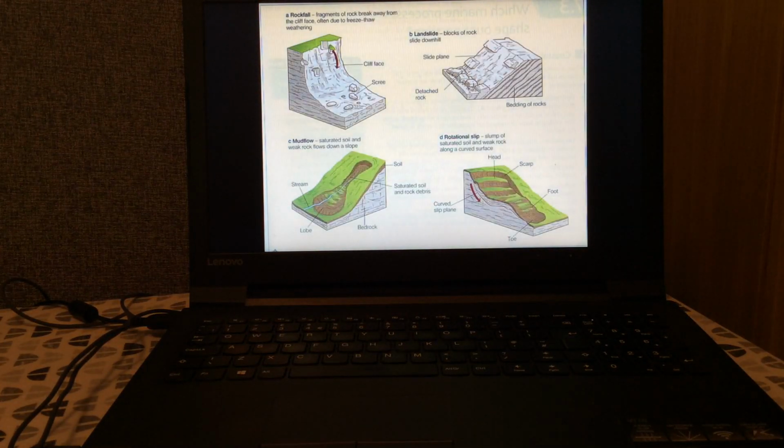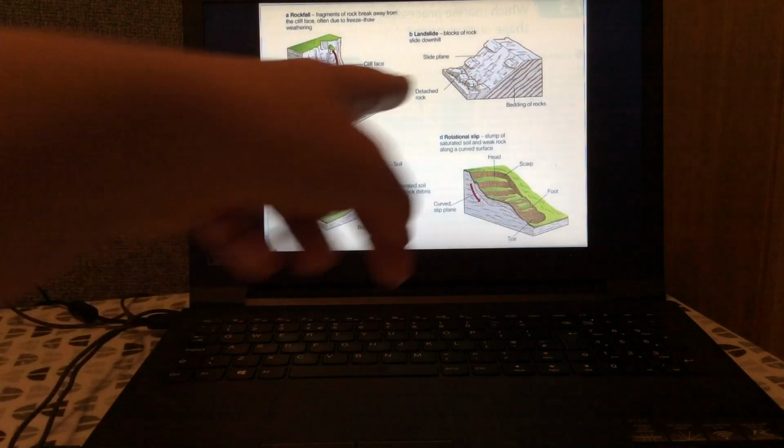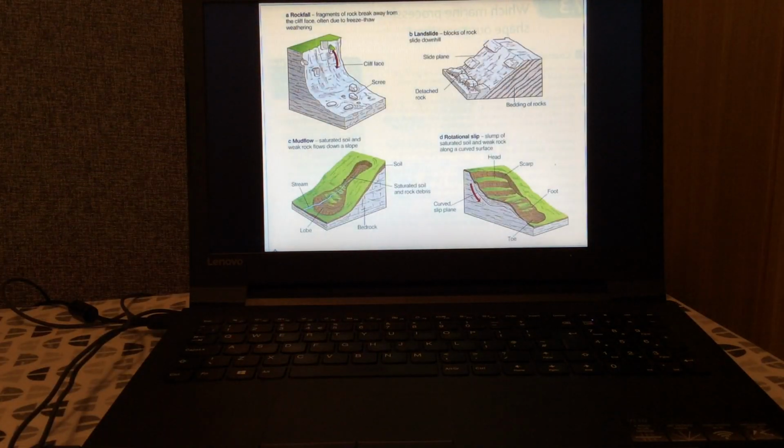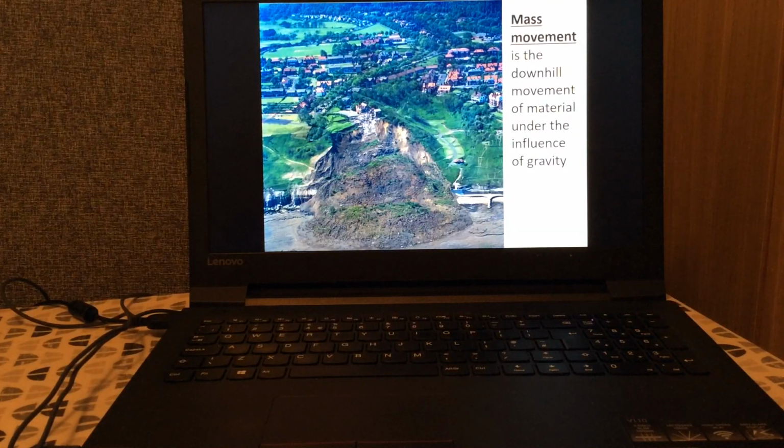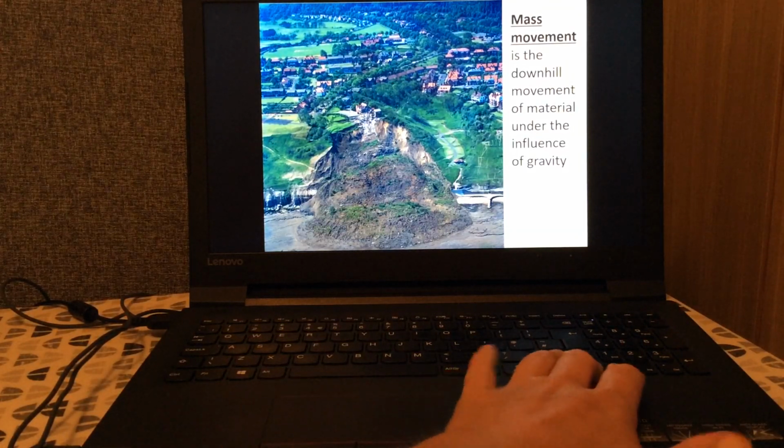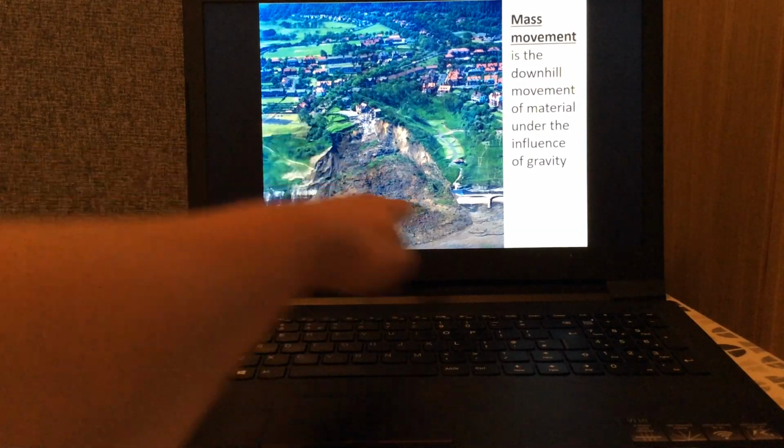There are 4 types of mass movement. The first, A, up here, is a rock fall. This is where bits of rock break away from the cliff, maybe because of something like freeze-thaw weathering, and fall down the cliff. Rock fall, falling rocks. The second, over here, is called a landslide. And actually, the picture we've just looked at, people might say that's a landslide. But a landslide is actually the movement of blocks of rock. So this technically isn't a landslide, because that's not rock there, is it?